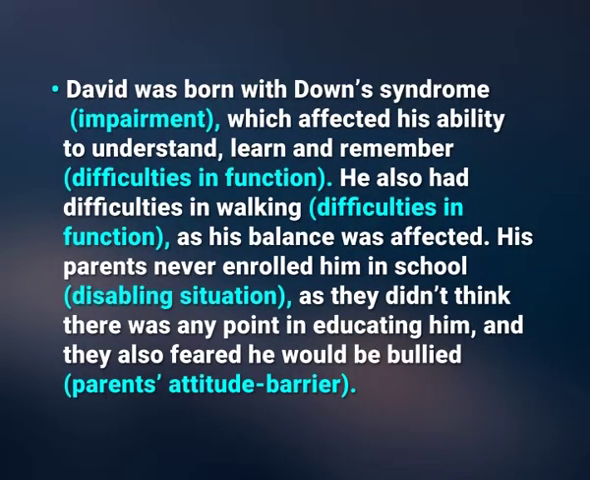Let us see a third example. David was born with Down syndrome. This is an impairment which affected his ability to understand, learn, and remember. This is difficulty in function. He also has difficulties in walking, so difficulty in function again, as his balance was affected. His parents never enrolled him in school, a disabling situation, as they did not think there was any point in educating him, and they also feared he would be bullied. Now, this is a parental attitude barrier.